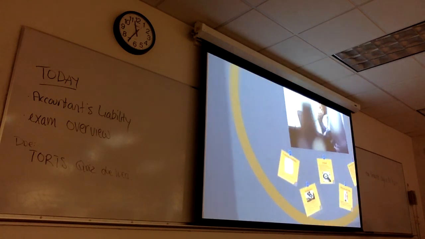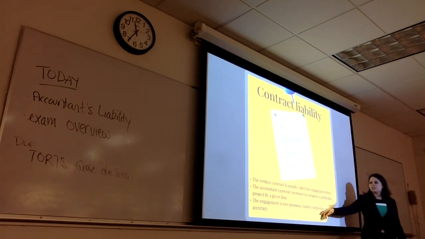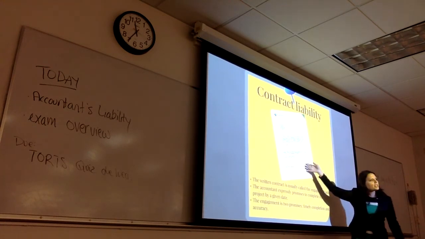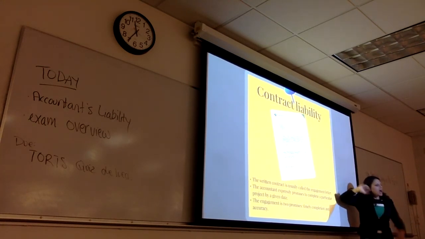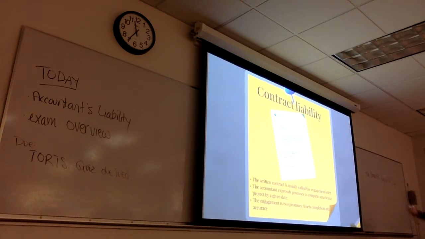So accountants have some liability to their clients based on contract liability. They have a contract that they make, it's usually in writing, and they call it the engagement letter. So again, even if you're not an accountant, you might do an engagement letter to hire an accountant to come make sure that your firm is doing things correctly. Here, the accountant is expressly promising in the contract to complete a particular project by a given date.